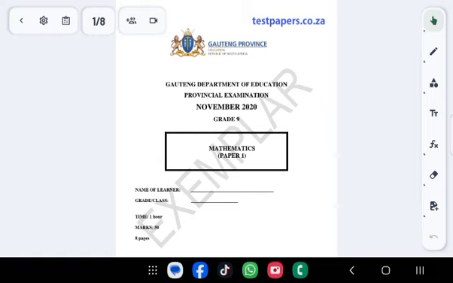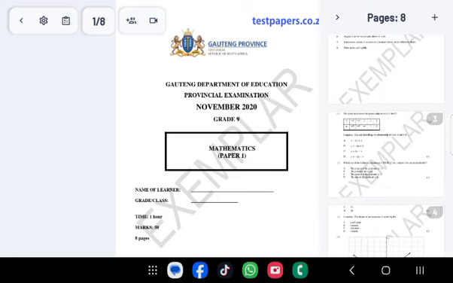In this video, we're going to look at Paper 1 for Grade 9 mathematics. The paper comes from the November 2020 Gauteng Department of Education. Let's start.